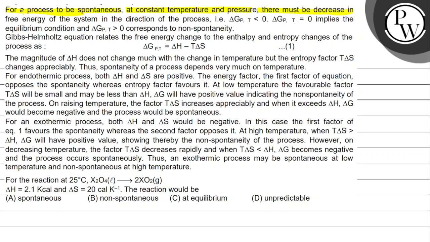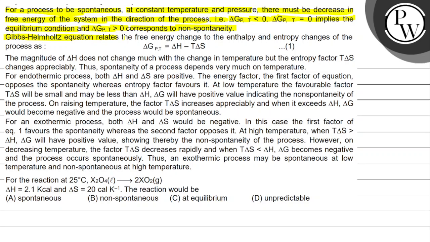Let's see this question. It says for a process to be spontaneous at a constant temperature and pressure, there must be a decrease in free energy of the system in the direction of the process. That is, delta G at constant pressure and temperature is less than zero. Delta G at constant pressure and temperature is zero implies the equilibrium condition, and delta G at constant pressure and temperature is greater than zero corresponds to non-spontaneity.